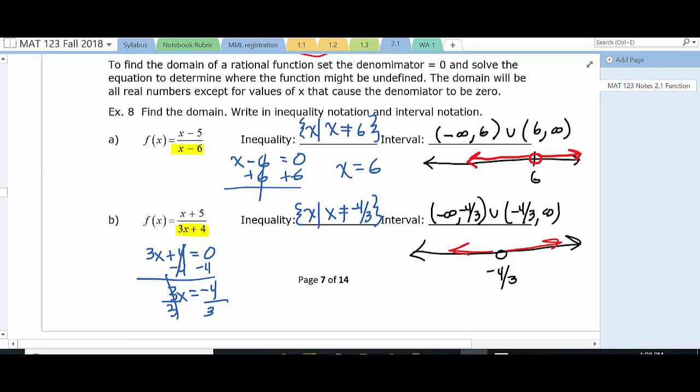That's what you do on a rational function: you figure out what value of x makes your denominator 0. Does everybody understand that? Okay, if you can do it in your head, I don't care.